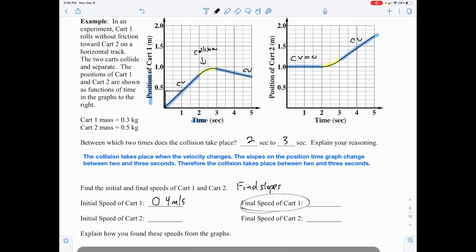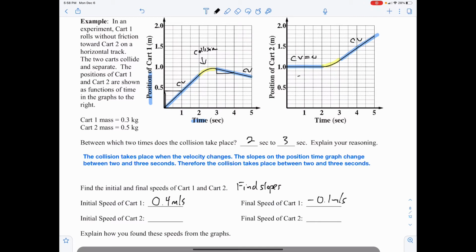The final speed of cart 1 is the downward slope. So you're going down 1, 2 over, so you're going down 0.1 over 1 second. I think I'm seeing that right. Yeah, down 0.1 over 1. So negative 0.1 meter per second.